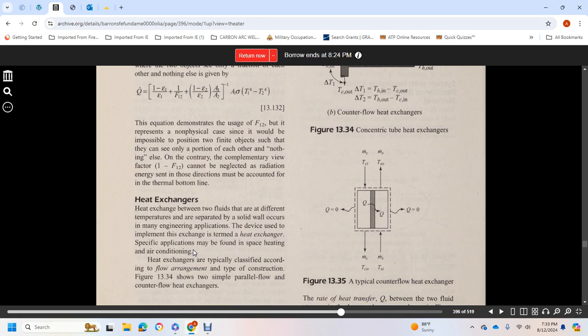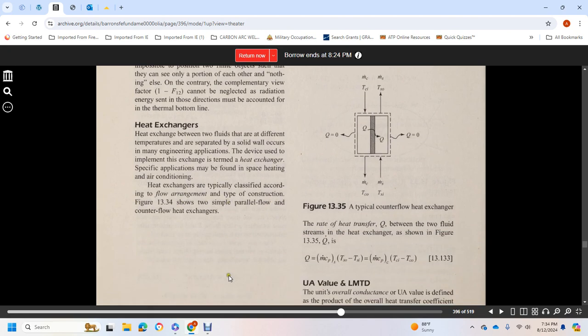Alright, heat exchangers. Heat exchange between two fluids of different temperature, separated by a solid wall, occurs in many engineering applications. The device used to implement the exchange is the heat exchanger. Specific applications may be found in space heating and air conditioning. Heat exchangers are typically classified according to flow arrangement and type of construction. Figure 13.4 shows two simple heat exchangers, parallel flow and counterflow.